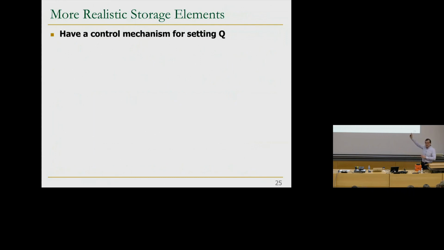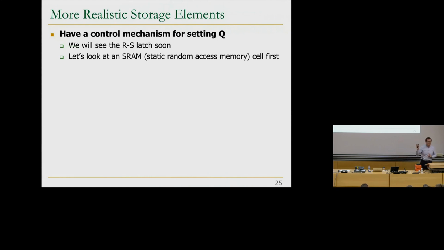And this is another control mechanism that we're not going to go into a lot of detail on, at least not right now, but at the end of the lecture we may actually discuss, meaning lecture 23 or so. Basically we will see the RS latch soon, which is 2 cross-coupled NAND gates, as I said. But let's look at SRAM. How many of you know about SRAM?